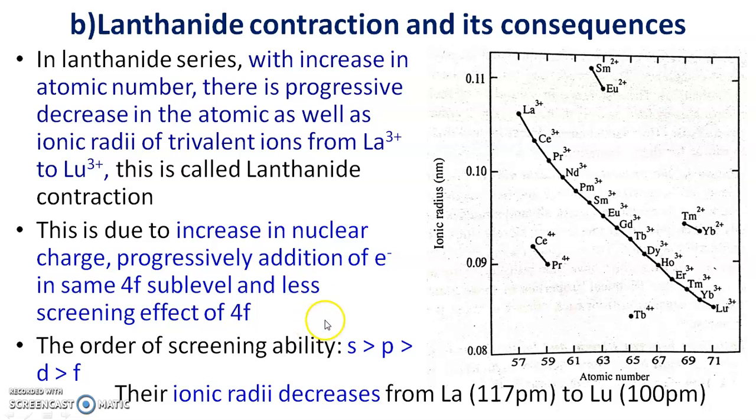So remember, lanthanide contraction means that in the lanthanide series, with increase in atomic number, there is a progressive decrease in the atomic as well as ionic radii of trivalent ions from lanthanum +3 to lutetium +3. This is called lanthanide contraction. Now the consequences of lanthanide contraction, or the effects of lanthanide contraction on their properties, we are going to discuss in the next video.